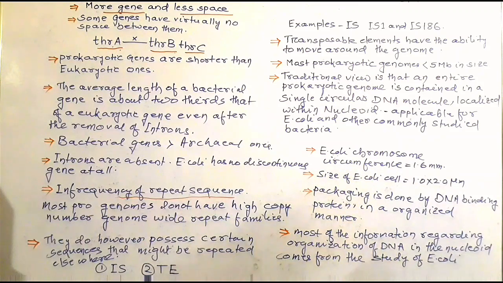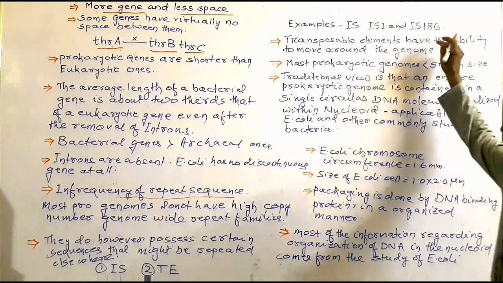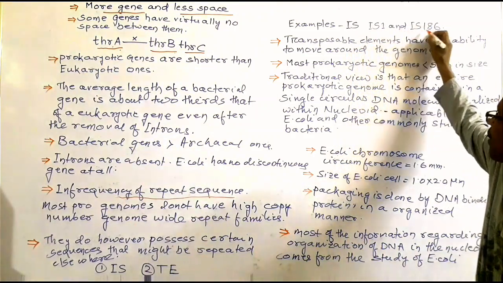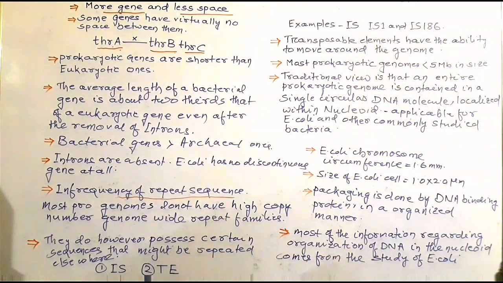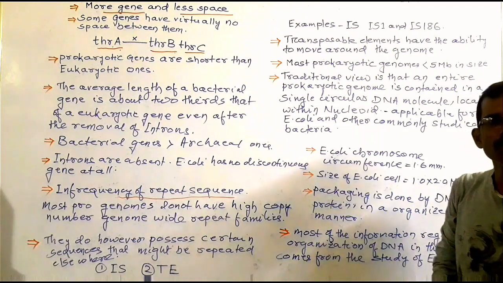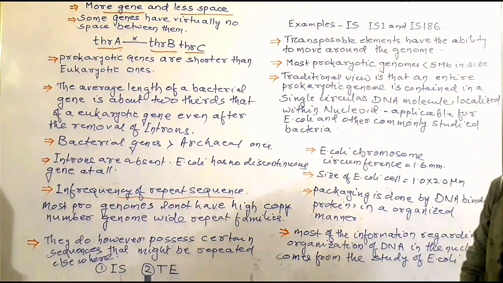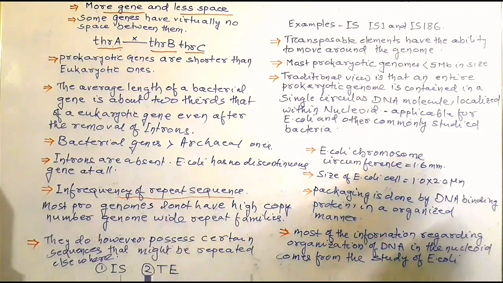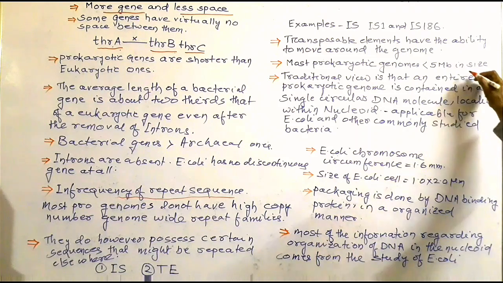Insertion sequences are present in the genome of E. coli. In the genome of E. coli, 2 insertion sequences are seen. One is IS1 and the other is IS186. In prokaryotic genomes, transposable elements are also present. Transposable elements have the ability to move around the genome. Most prokaryotic genomes are less than 5 megabase in size.